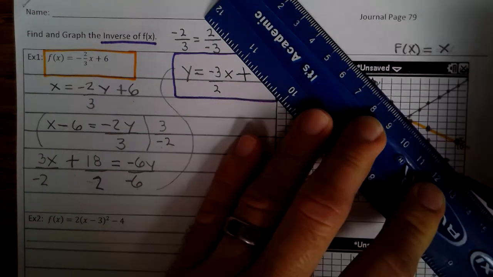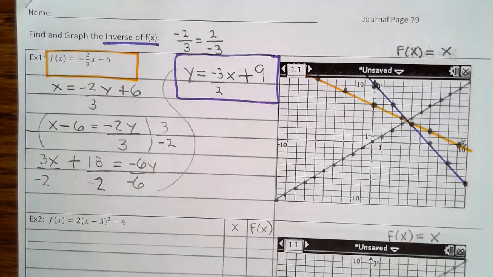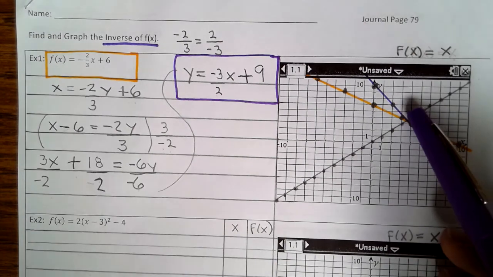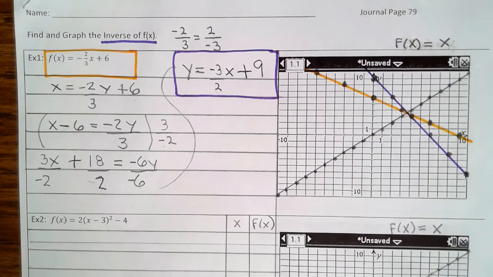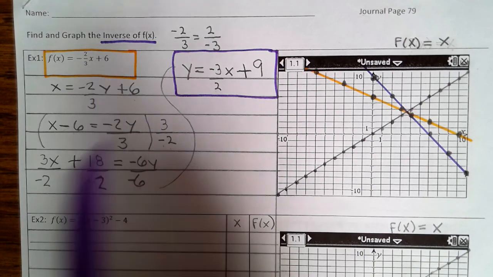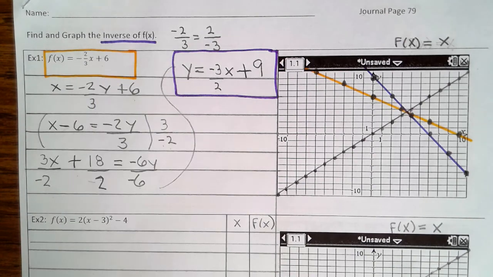Now, you can see how they reflect over the f of x line, so they're inverses. So it appears this is correct. All right, go ahead and finish up example 1. All right, let's take a look at example 2.